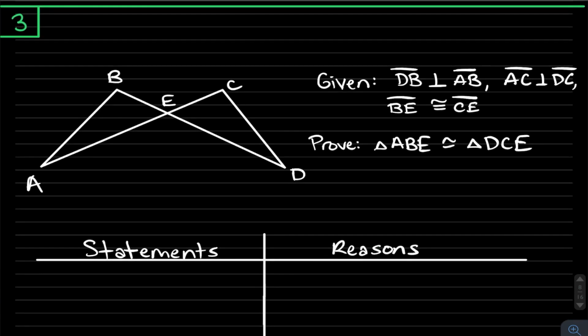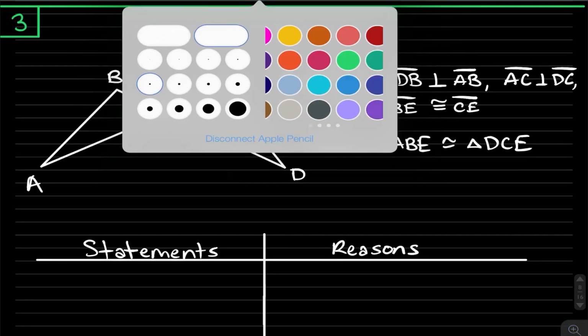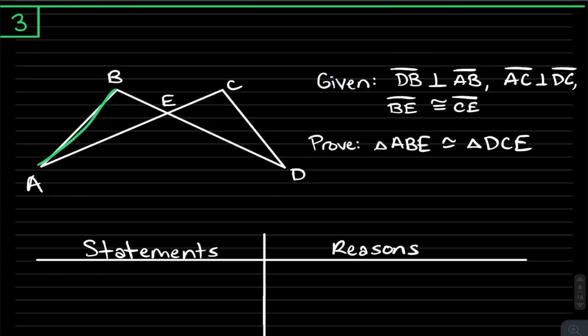For problem 3, we have an interesting looking shape right here. We are given that segment DB is perpendicular to segment AB, and segment AC is perpendicular to segment DC, and segment BE is congruent to segment CE. We want to prove that these two triangles are congruent: triangle ABE and triangle DCE. Triangle ABE is right here, and triangle DCE is right here. So we want to prove that these two triangles have the same size and the same shape.